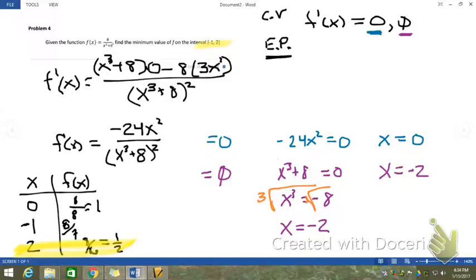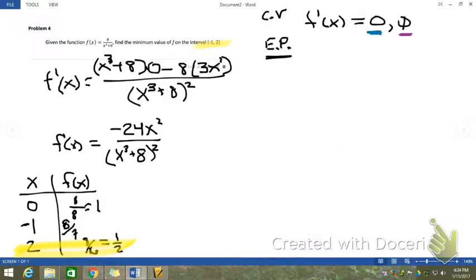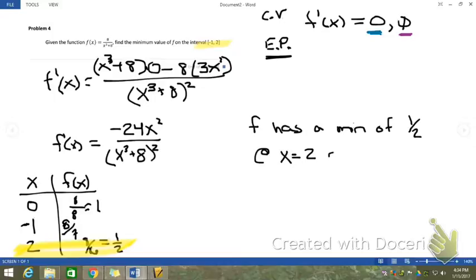And I'm going to erase my work just so I can make a nice final tidy statement for you. And I would say f has a minimum of 1/2 at x equals 2 on the interval -1 to 2. And there it is.